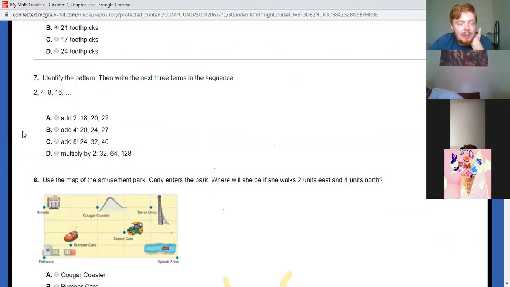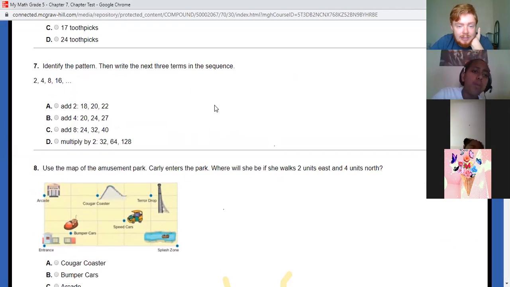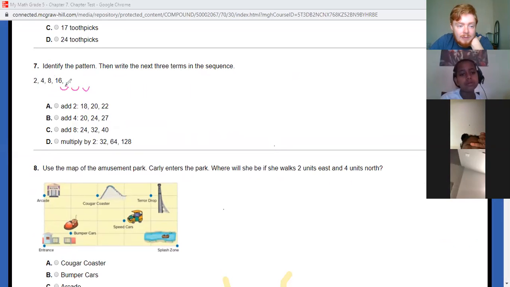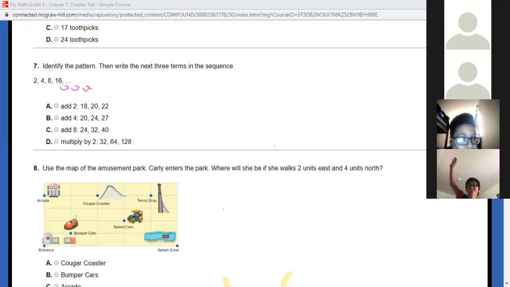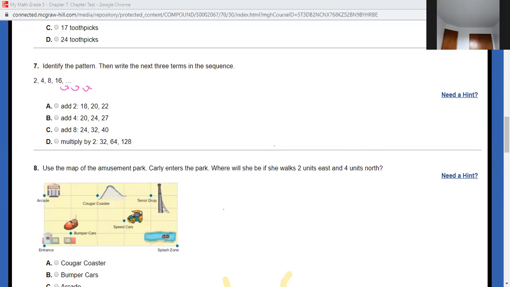Okie doke. Identify the pattern, then write the next 3. All right, so this is a lot like question 1. Okay, so we have a 2, then a 4, then an 8, then a 16. All right, then it wants us to know the next 3, and still figure out what the pattern is. Okay, so let me look whose hands are up. Jay.